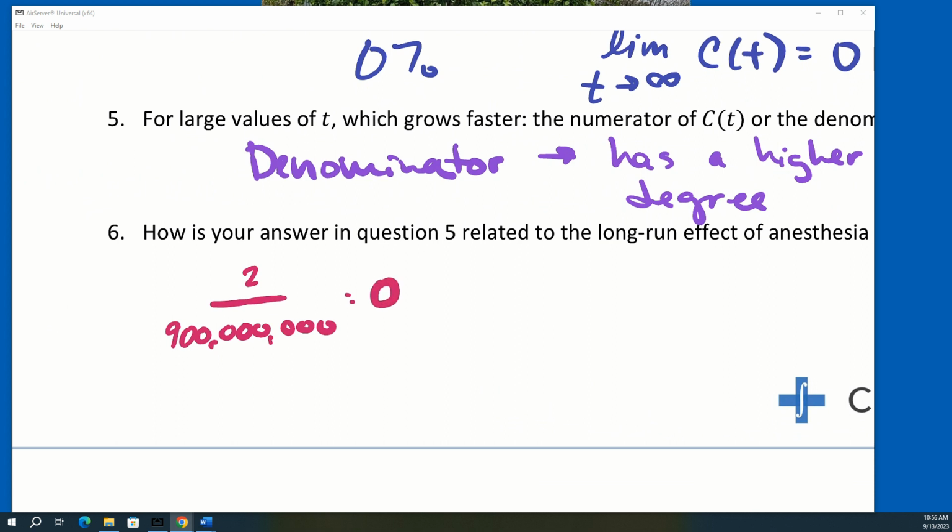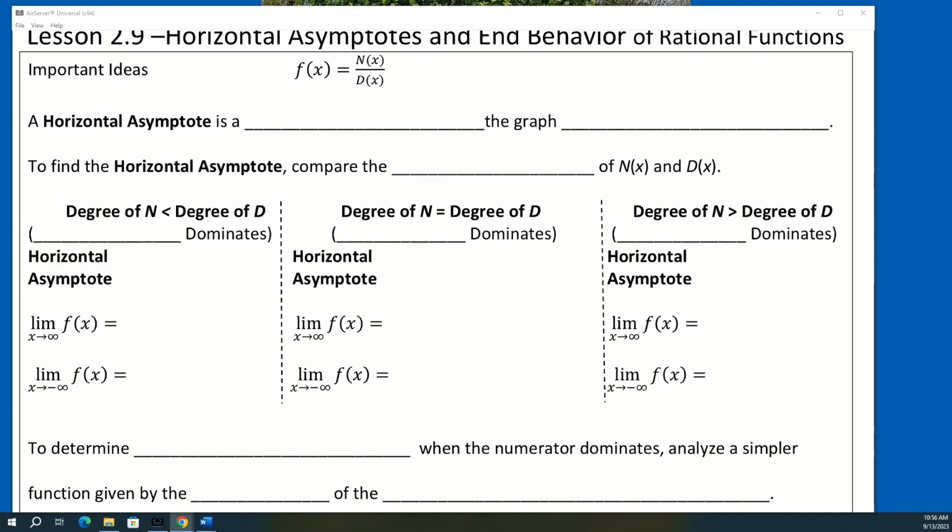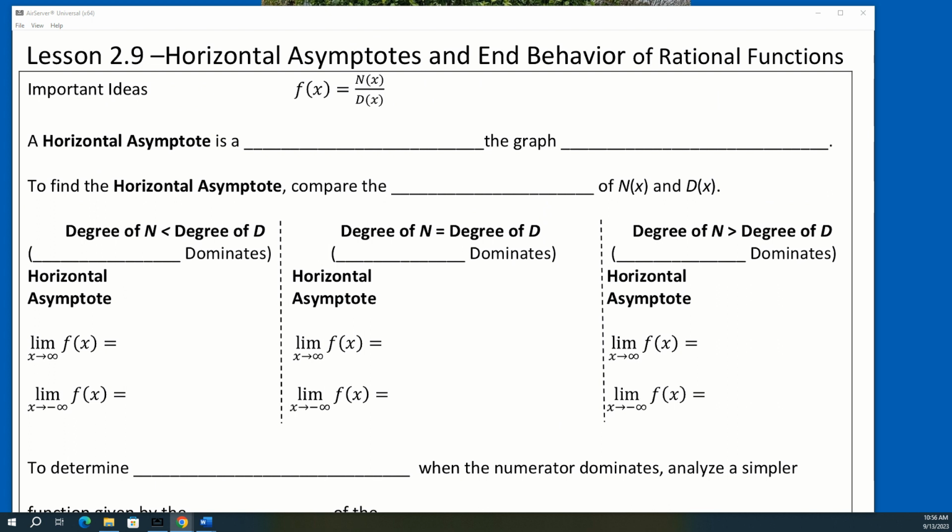So if you take a regular number and divide by infinity, that's going to be 0. And that's kind of what happens when the denominator dominates. You're taking a really big number and raising it to a power. So when you divide by that infinity, you're going to end up with 0. All right, so let's go to the notes. And the 2 things we're going to talk about today are horizontal asymptotes, which is what you just found.